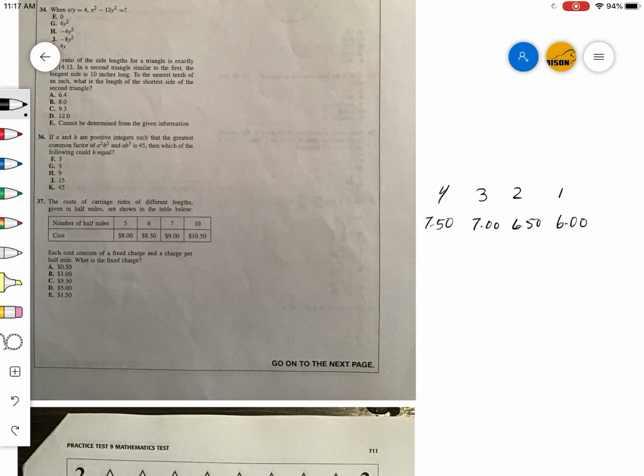All right, so this is where we've got to think about what is our fixed charge and what is our cost per half mile. So it does cost us $6 to go 1 half mile. So the fixed rate, if we were to go 0 miles, is $5.50. Okay, so think about the reason for that, because we can't say $6 because that's what it costs to actually go 1 half mile. Okay, so $5.50 is going to be our correct answer, so we'll go with C.